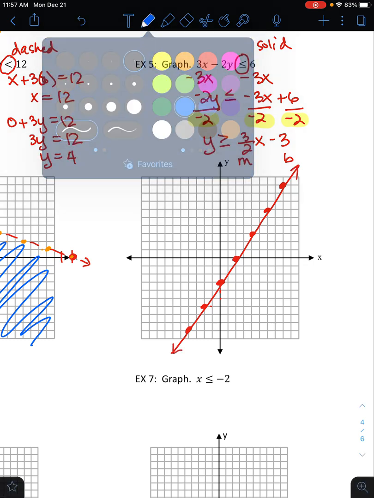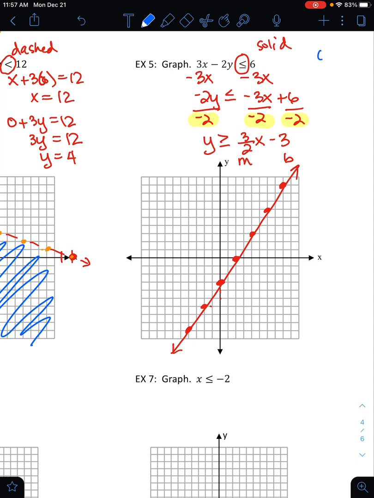Now I need a test point. So 0, 0 is open. So let's plug that in. So 3 times 0 minus 2 times 0. Is that less than or equal to 6? Well, all of it is 0 on the left.